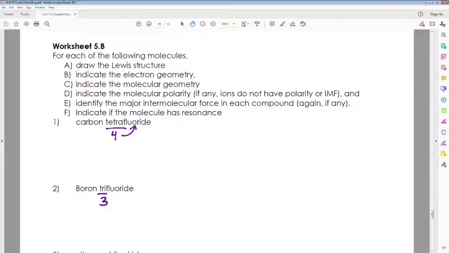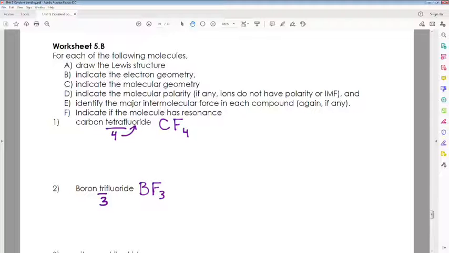So carbon tetrafluoride, carbon is C, fluoride means fluorine, which is F. Tetrafluoride means I have 4 F's. Boron is B. Trifluoride means here I have 3 F's. So this is what structures we're going to be drawing.